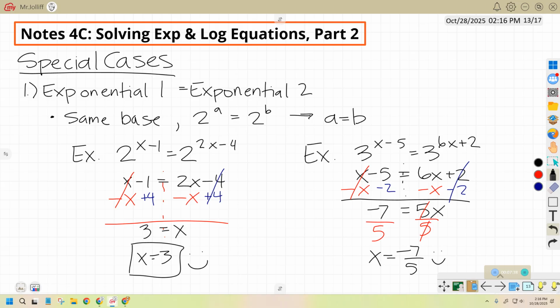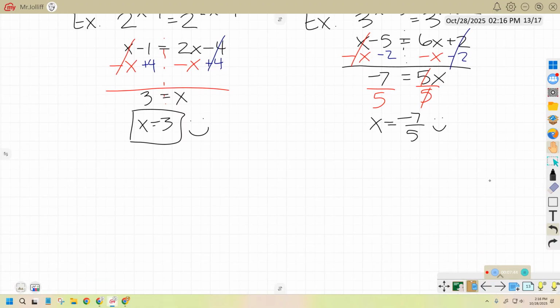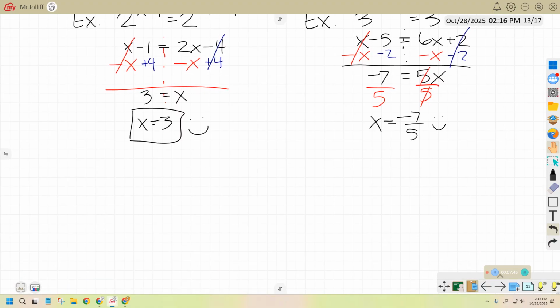All right. So same base. Not too bad. Bases are equal. Exponents are equal. A little bit of Math 1 algebra to solve for x. Next question is what happens when the bases are related but not the same?